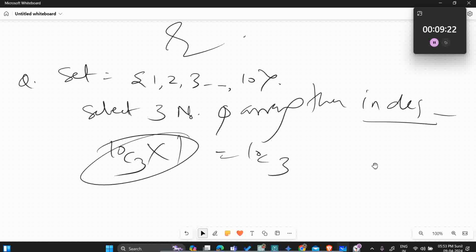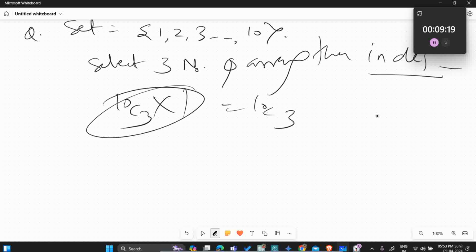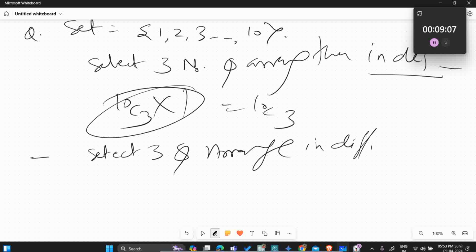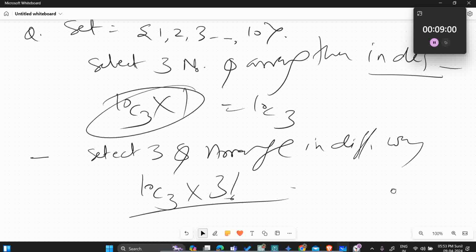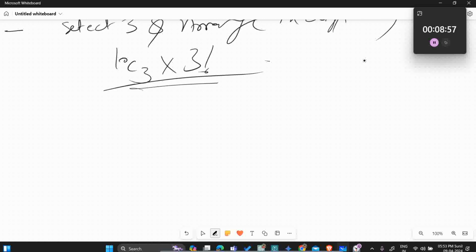But if we modify this question here, say select three and arrange in different ways, it will be 10C3 for selecting and 3 factorial for arranging, right? This would be the basic multiplication rule here, right?